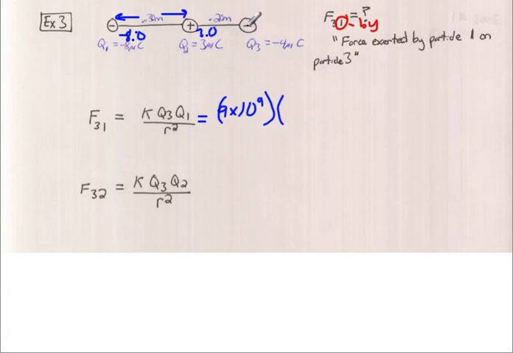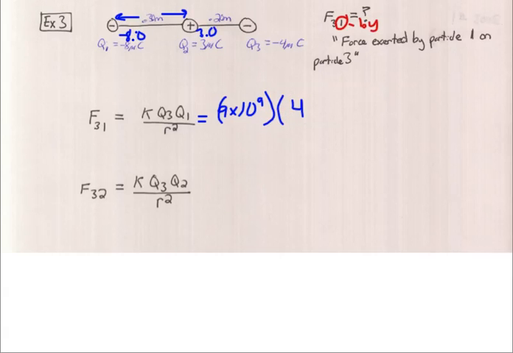Charge 3, what did we say? We're going to say it was negative 4 microcoulombs. Let's just get the magnitude of the charge and worry about direction later. So let's just leave out the negative.